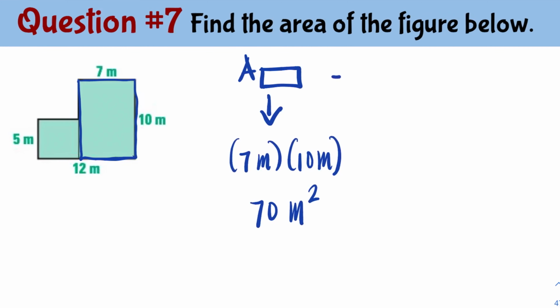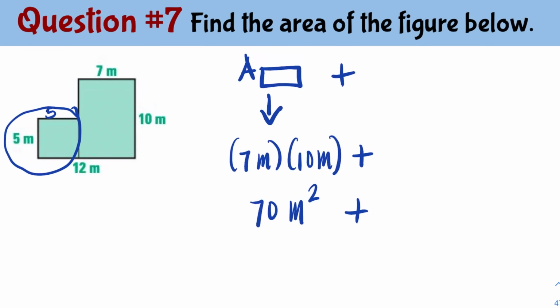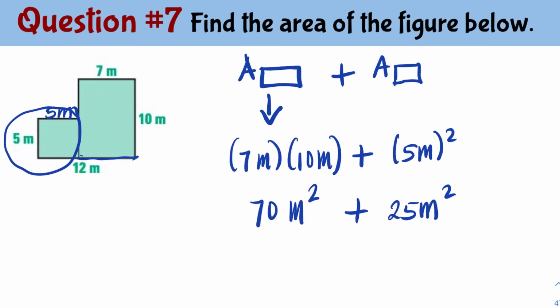Now we need to add the second shape. Now we need to calculate the area of this smaller shape. And this dimension is 5 meters because we need to subtract 7 from the 12. So that is a square, so we need to get the area of the square and then add it to the area of the rectangle. So the area of the square is 5 times 5, so we have 25 meters square. And adding together 70 plus 25, that is 95 meters square. That's the area of the whole shape.